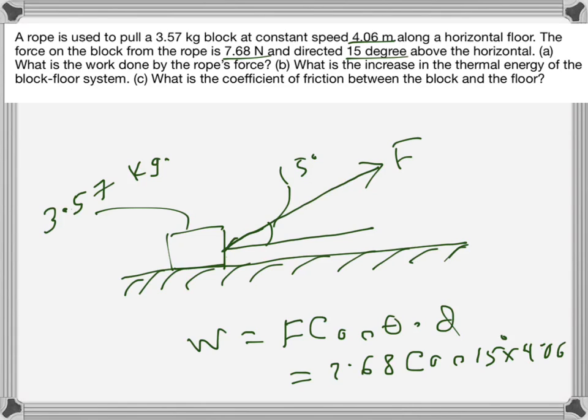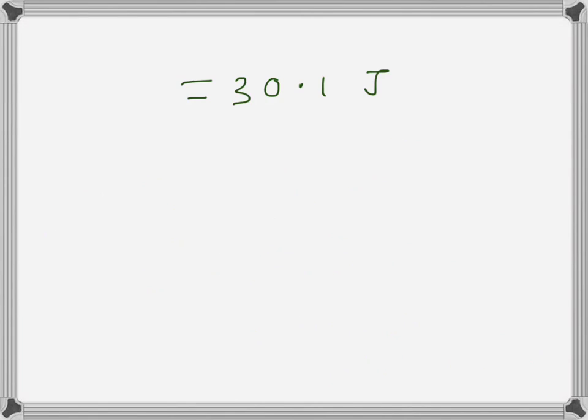The second part is, what is the increase in the thermal energy of the block-floor system? Since the block is moving at a constant velocity, the work done by the force will be the work done against the friction force, and that is the increase in the thermal energy of the block-floor system. Because of the friction there will be an increase in the thermal energy, converted from the friction force. So the increase in thermal energy will be the same, 30.1 joules.